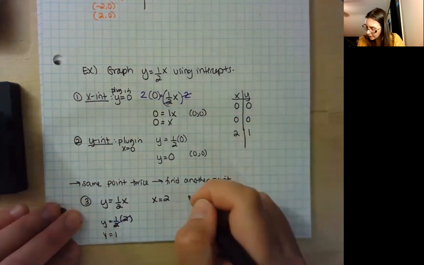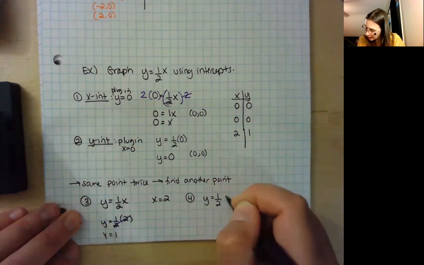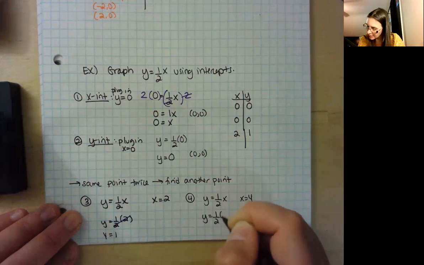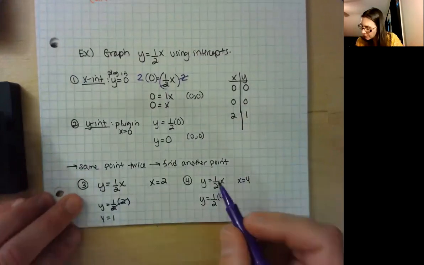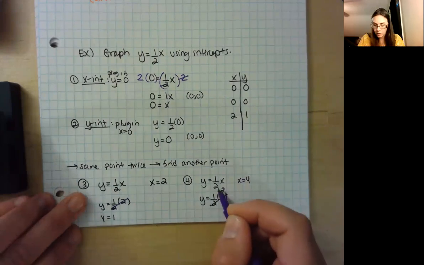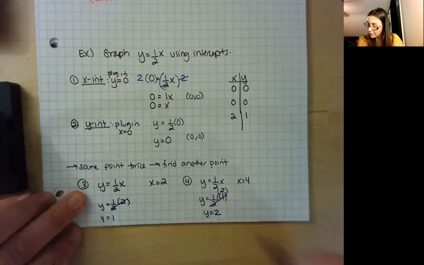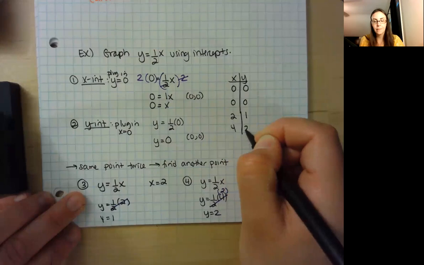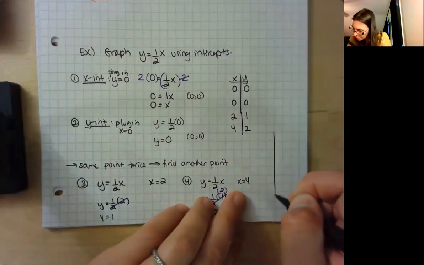And if I want to pick a couple extra points here, I'm going to use x equals 4 this time. And again, I'm choosing that value because when I'm plugging it in, I want to cancel with my denominator. So here, 4 divided by 2, be careful, is 2. So you're getting 1 times 2, which is 2. Or half of 4 is 2.